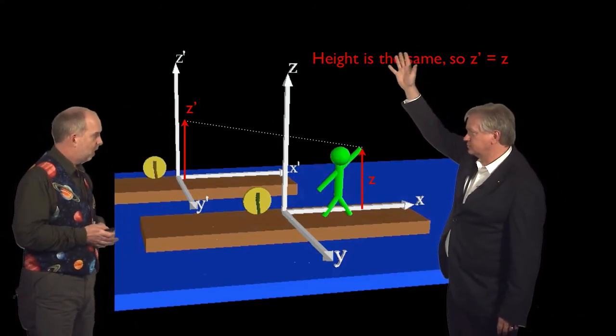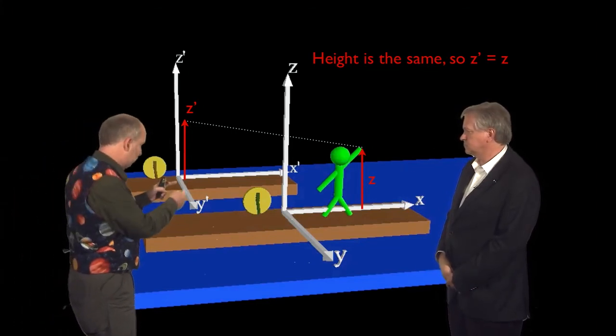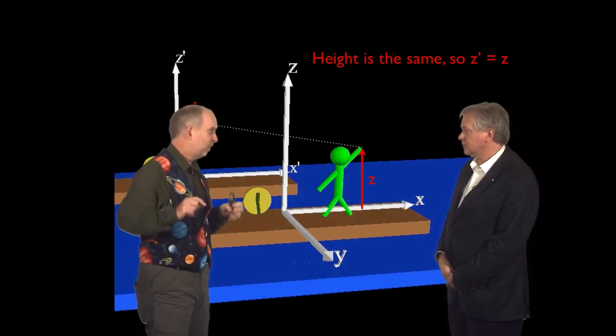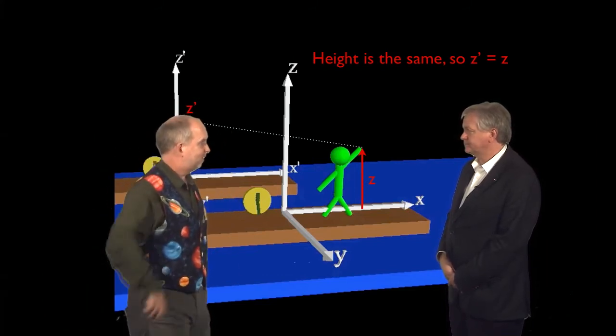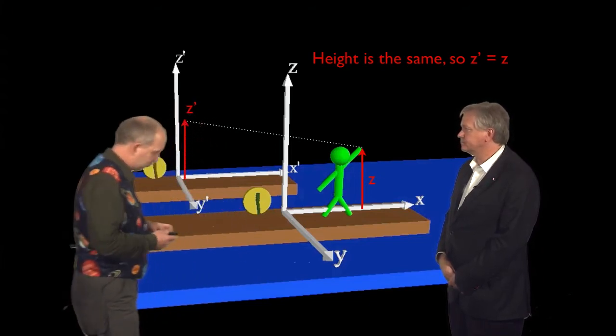Now, the y coordinate will be a bit different because you're to the side. So that'll just be a constant offset, which will be however far apart we are. So let's say you're a meter to the side over there. Then whatever y coordinate your hand is, mine will be that plus a meter, plus whatever the separation is. So that's also pretty easy.